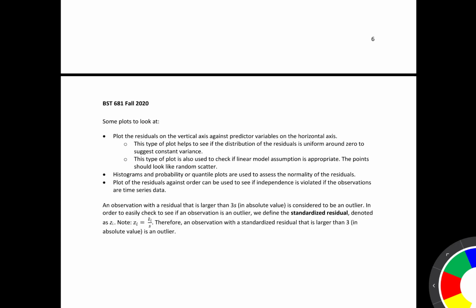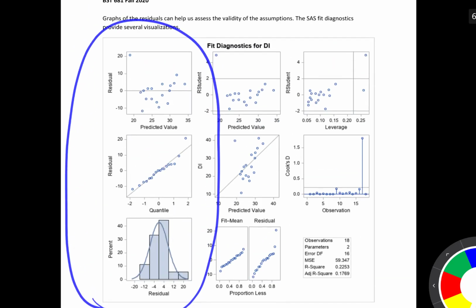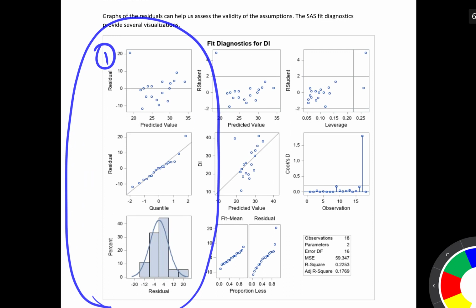The first one is to plot the residuals on the vertical axis against the predictor variables on the horizontal, and we'll call this plot 1. This type of plot helps to see if the distribution of the residuals is uniform around 0, and that would suggest constant variance. It's also used to check if the linear model assumption is appropriate, and so the points should look like random scatter. So looking up at the top, that's this plot right here.